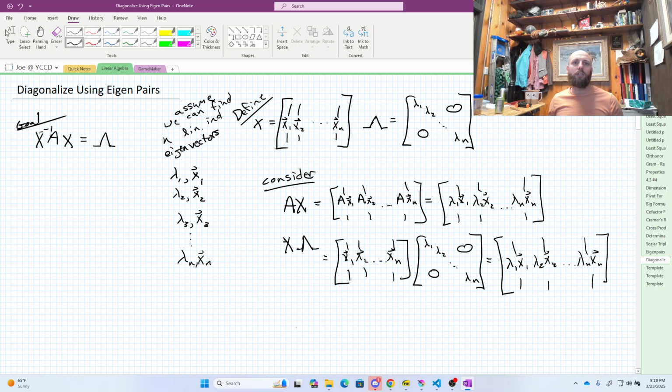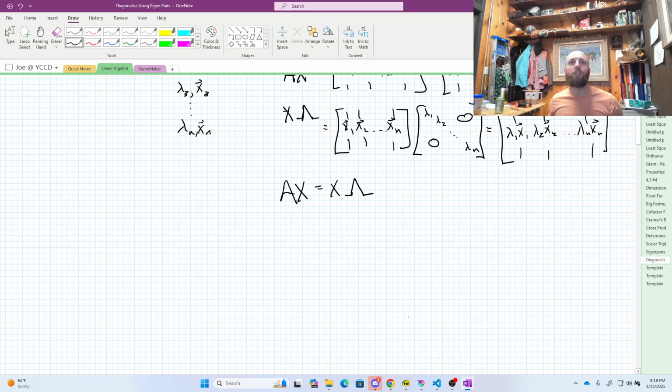Right, so a little matrix multiplication is going to tell me that A capital X is equal to X capital lambda. And this is the trick. This is me done, actually. As long as I know that X has linearly independent columns, which is what I assumed here by having linearly independent eigenvectors, then I can invert that matrix. So I'm going to invert that matrix to the other side. I'm going to get X inverse A X is my capital lambda, and that's it. I've diagonalized this matrix. This is going to make my life really, really chill.